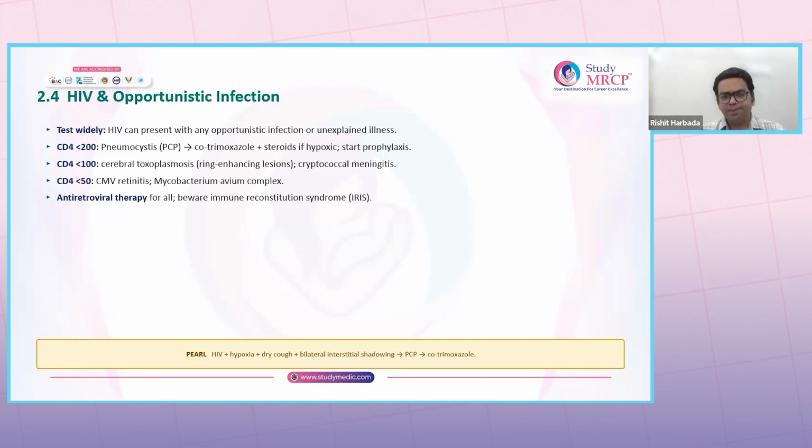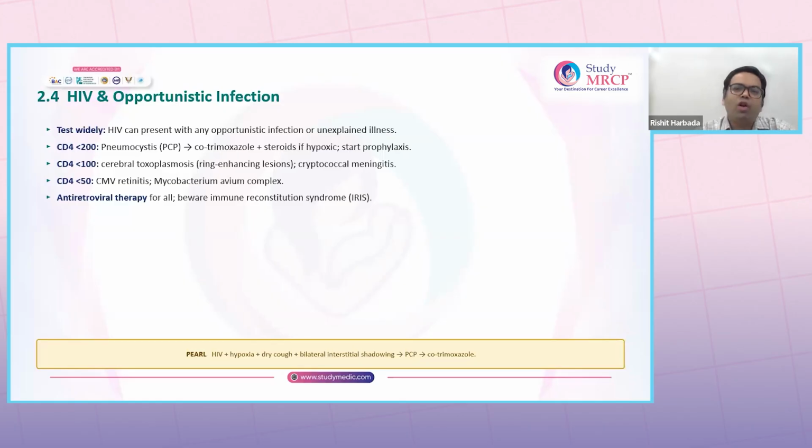You diagnose them by doing a 4th generation HIV antigen antibody assay, which is very important. You do a CD4 count, you do a viral load, and you do all the other screenings like hepatitis B, C, syphilis, etc.